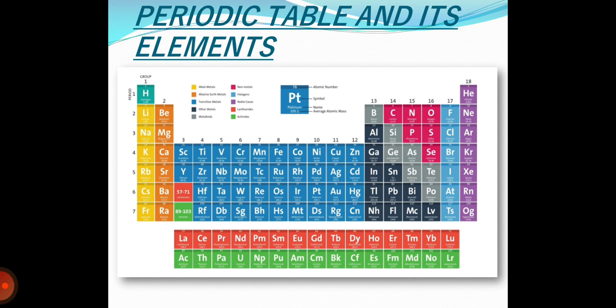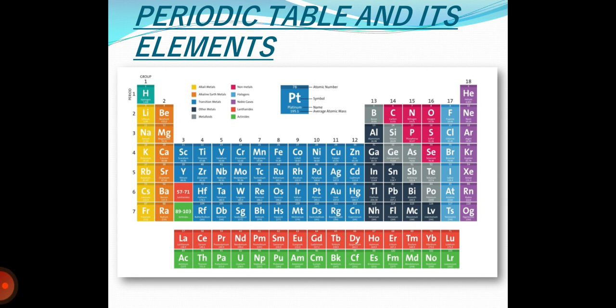On the basis of electronic configuration, elements are classified into 4 blocks known as s, p, d and f block. First and second group elements are s block elements. The general electronic configuration is ns1 to 2. The 13th to 18th group elements are called p block elements. The general electronic configuration is ns2 np1 to 6. The third to 12th group elements are called d block elements. The general configuration is (n-1)d1 to 10 ns1 to 2.